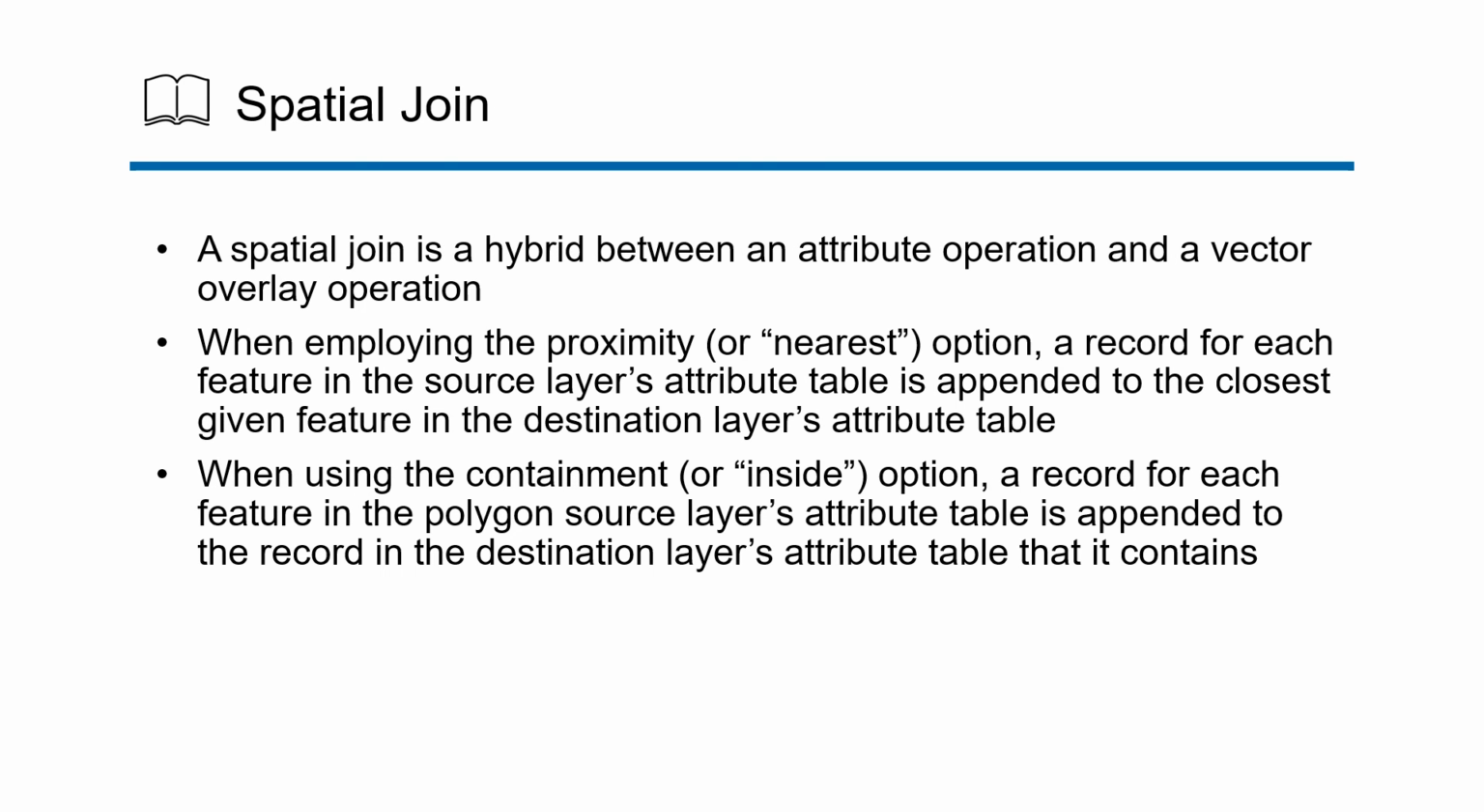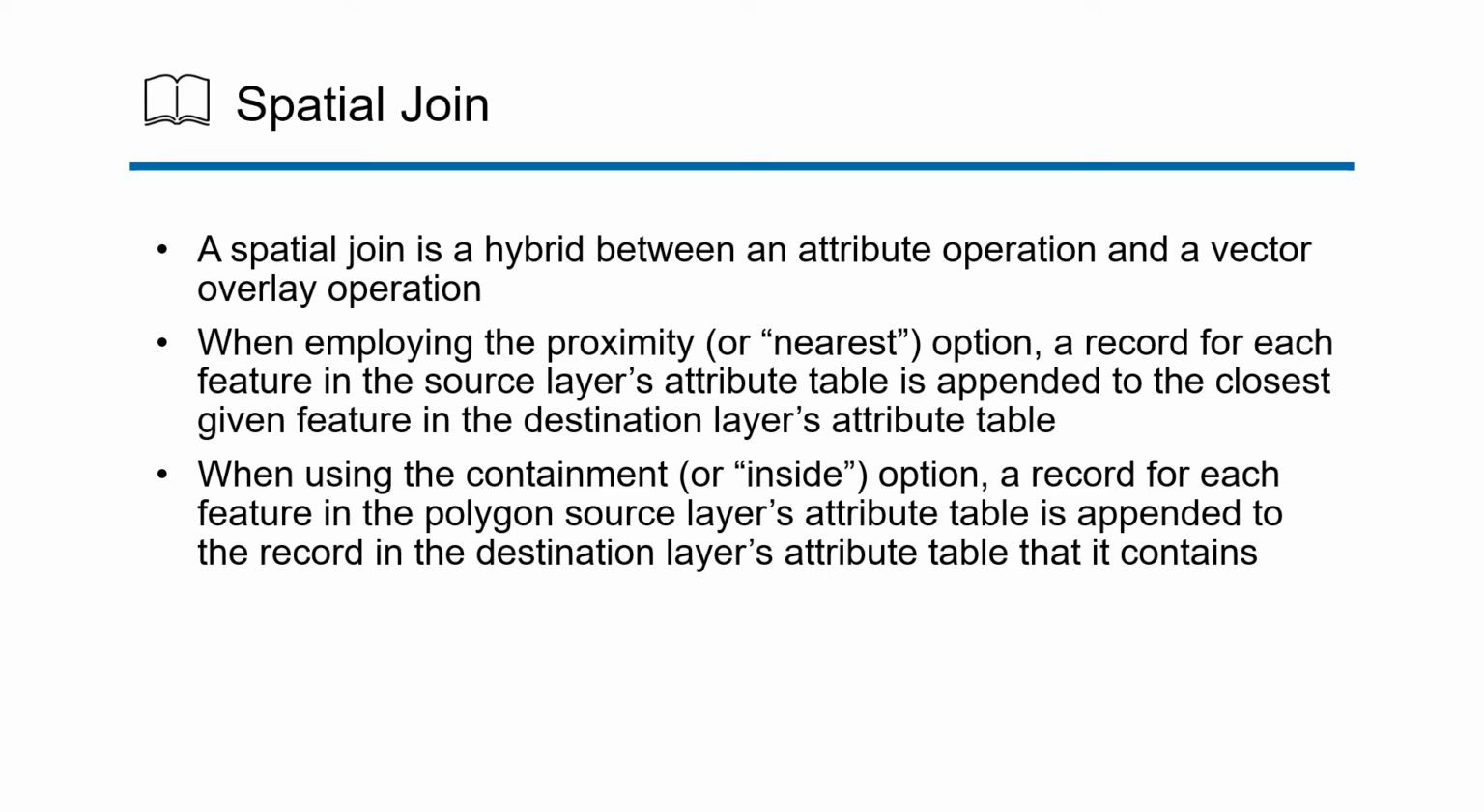All right, let's talk a little bit about this concept of a spatial join. Spatial join is a hybrid between an attribute operation and a vector overlay operation. It's really kind of a unique thing, and it's really a powerful tool that sort of predates some of the overlay functions, in that it's pretty versatile. It has some problems, but it does remedy a lot of situations.